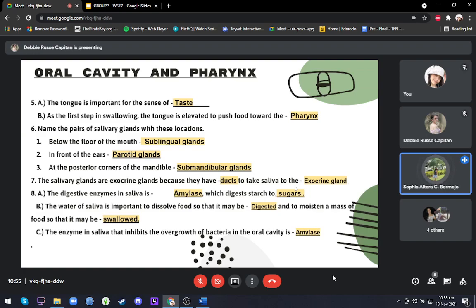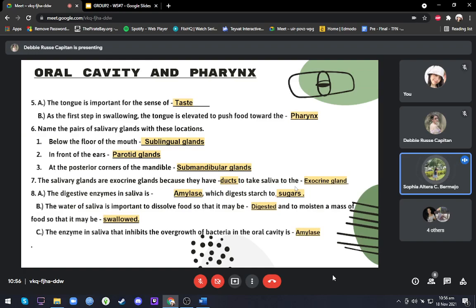Number 8, letter A, the digestive enzyme in saliva is amylase, which digests starch to sugar. Letter B, the water of saliva is important to dissolve food so that it may be digested, and to moisten a mass of food so that it may be swallowed. Letter C, the enzyme in saliva that inhibits the overgrowth of bacteria in the oral cavity is the amylase.